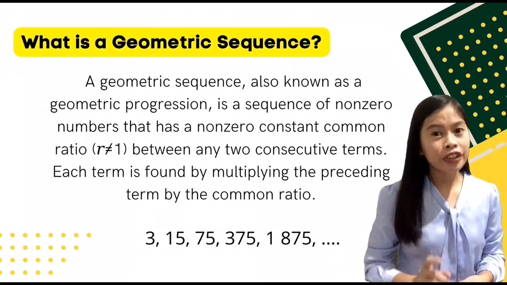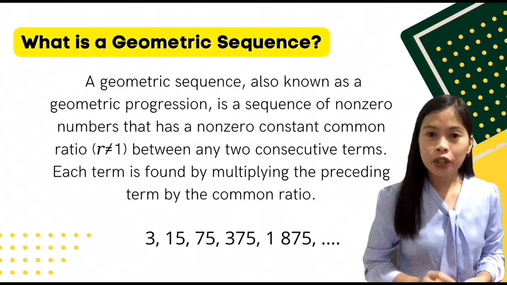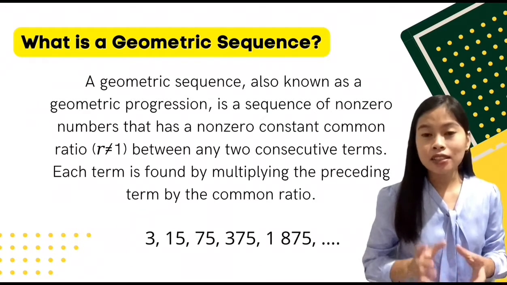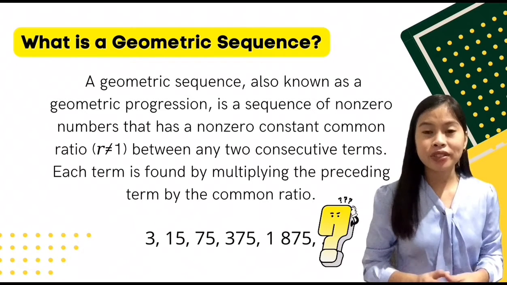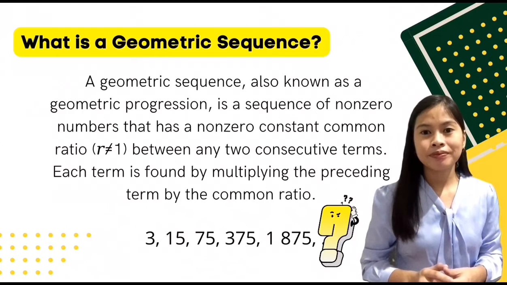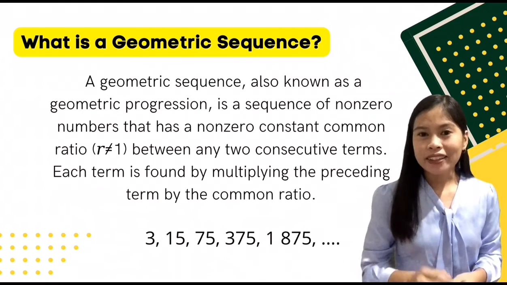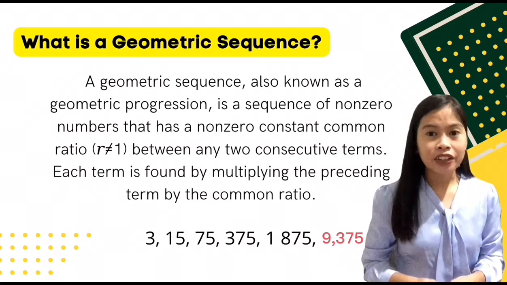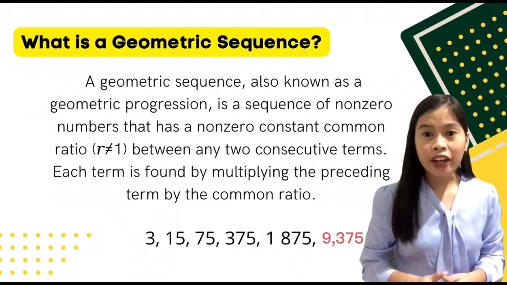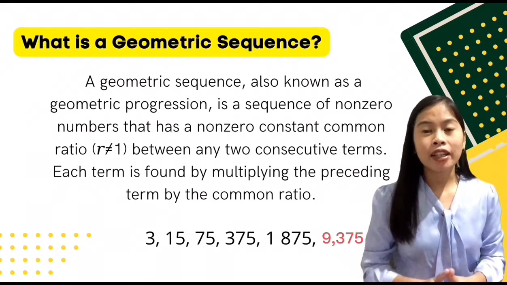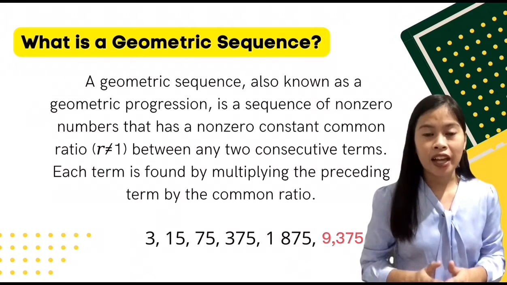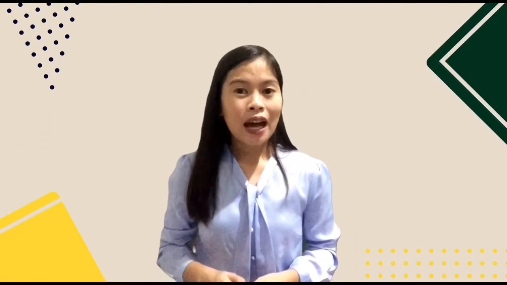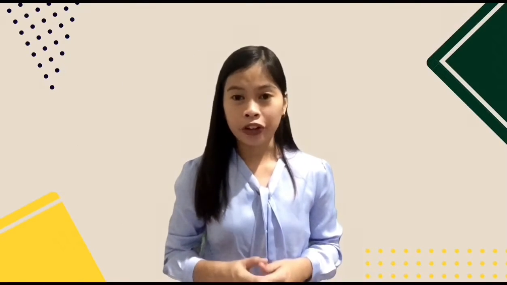But since you have heard and seen how each term is found in this sequence, what do you think is the next term after 1875? That's right. That is 9375. It can be derived by again multiplying the common ratio, which is 5, by the preceding term 1875. So, that is a way of identifying if a given sequence is geometric or not.